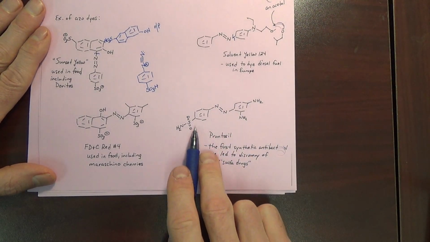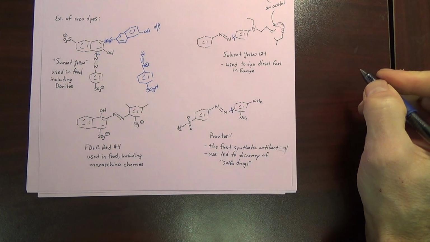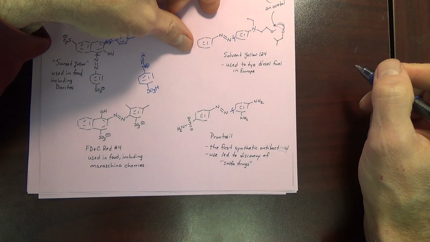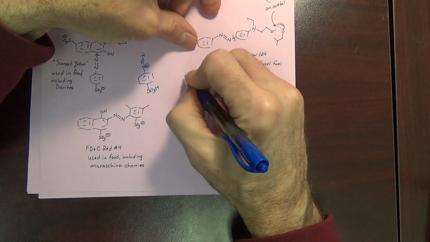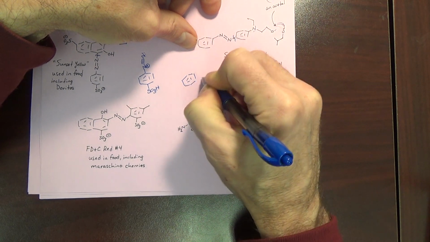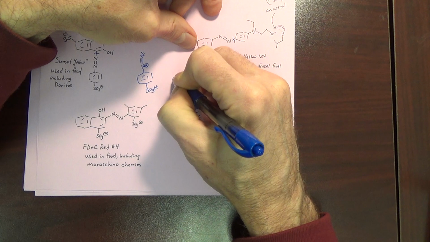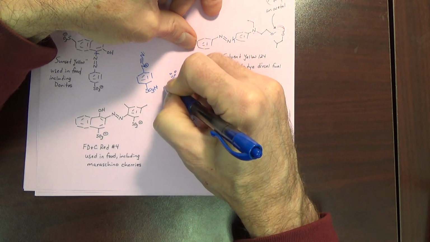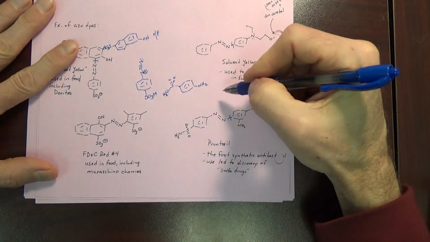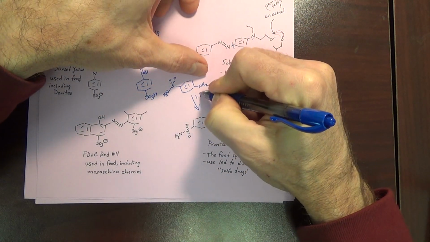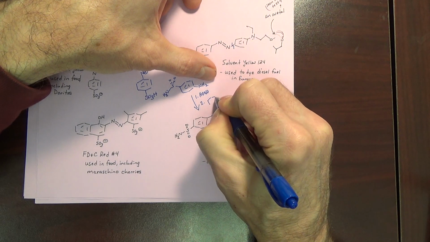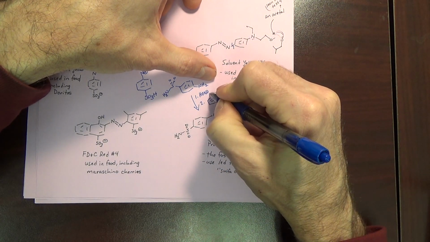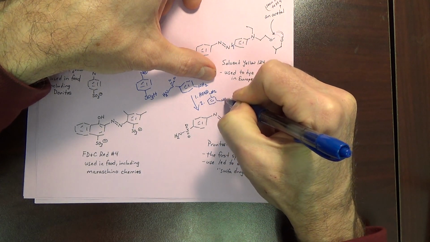Prontosil is actually an old drug that's a diazonium dye. And it was the first synthetic antibacterial, and it's actually made from this molecule here, and we first react it with nitrous acid to make the diazonium, then we come in and we react it with this dianiline.